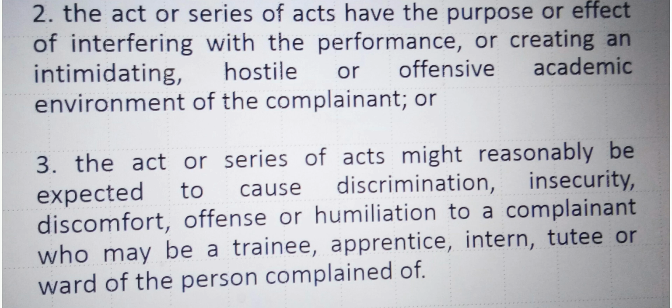Number 2, the act or series of acts have the purpose or effect of interfering with the performance or creating an intimidating, hostile, or offensive academic environment of the complainant. Or number 3, the act or series of acts might reasonably be expected to cause discrimination, insecurity, discomfort, offense, or humiliation to a complainant who may be a trainee, apprentice, intern, tutee, or ward of the person complained of.